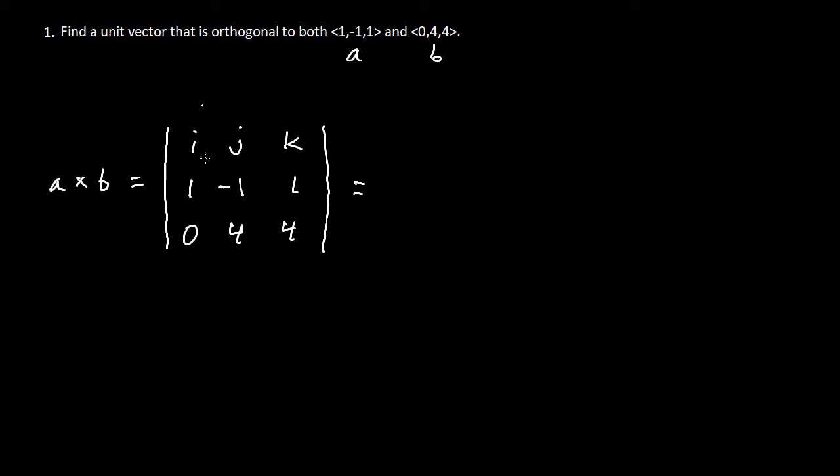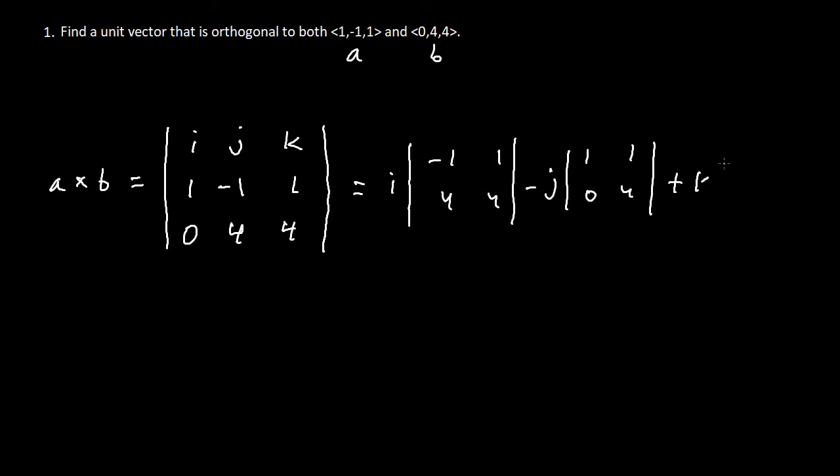So we're going to start with i. So we have i times a matrix. Now let's go ahead and cross out the row and column that i is in. So what we have left is -1, 1 and 4, 4. So next we have minus the next term, which is j. So we cross out the row and column of j, and we have 1, 1 and 0, 4. And then adding the third term k, when we cross its row and column out, we get 1, -1 and 0, 4.